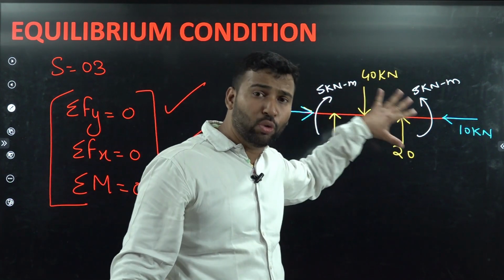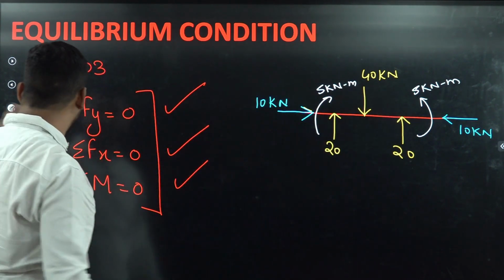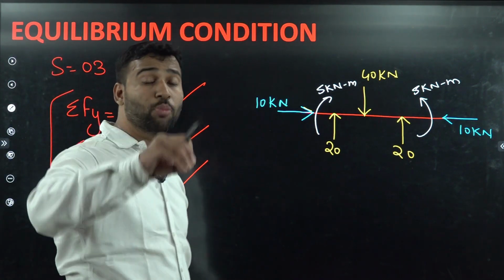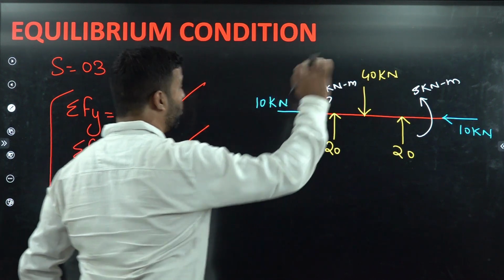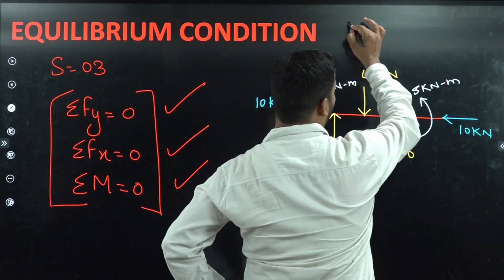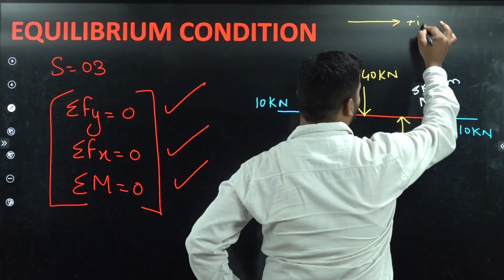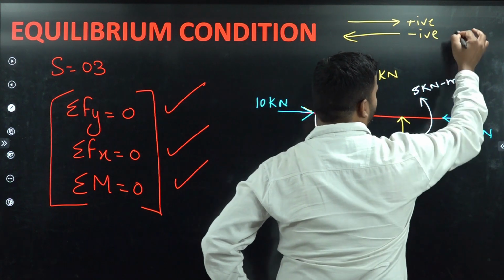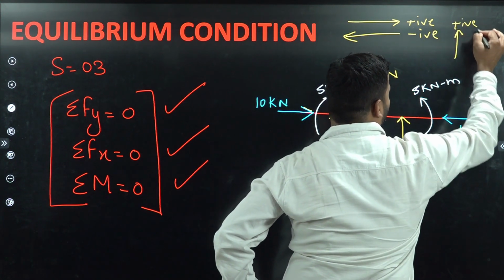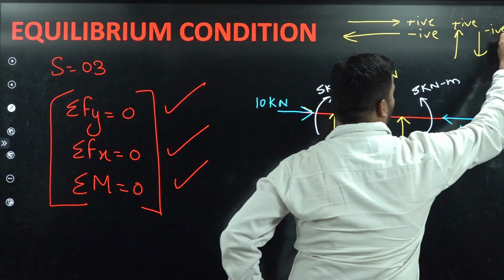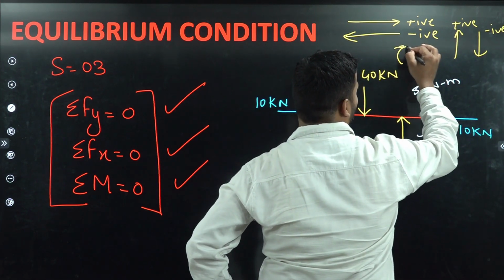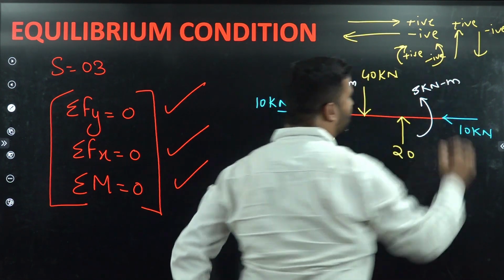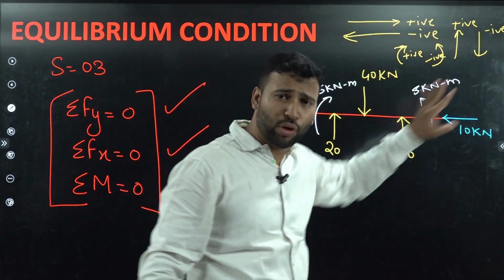So what we will do here is follow these three conditions. For finding all these three conditions, we have to assume a certain sign convention. All the forces which are moving from left to right are considered positive. All the forces which are moving from right to left are considered negative. Upward forces positive, downward forces negative. Okay, clockwise moment positive. Okay, anti-clockwise moment negative. So this sign convention we have to follow here.